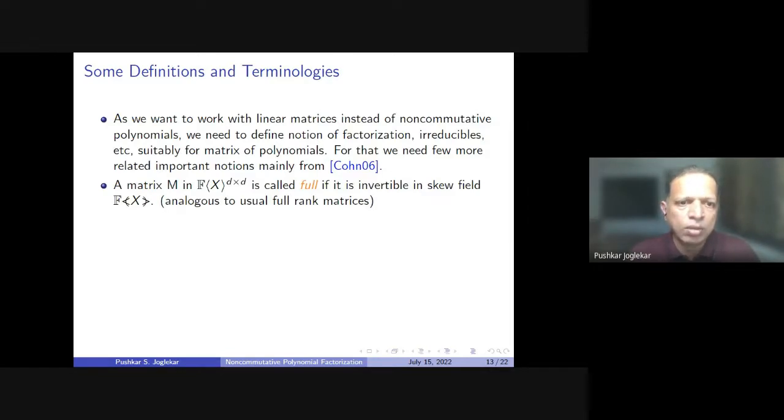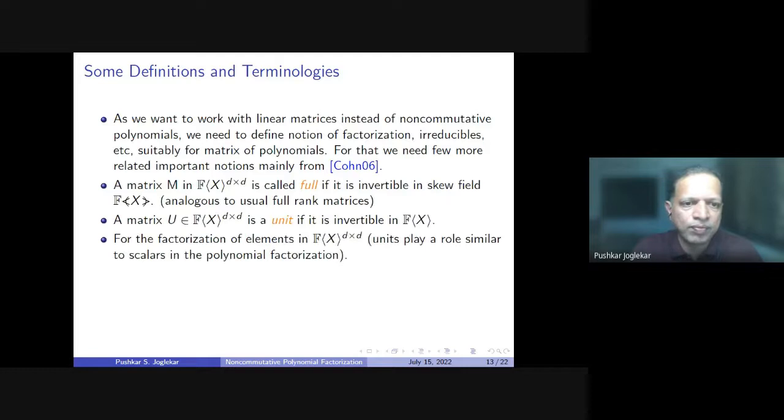The full polynomial matrices are essentially analogous to full rank matrices in the usual setting. The next useful definition is unit. A unit is a polynomial matrix which is invertible in the polynomial ring, and units play a similar role to that of scalars in the case of usual factorization.